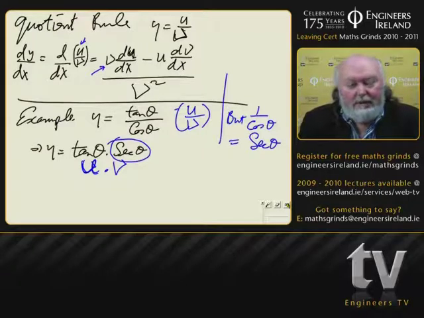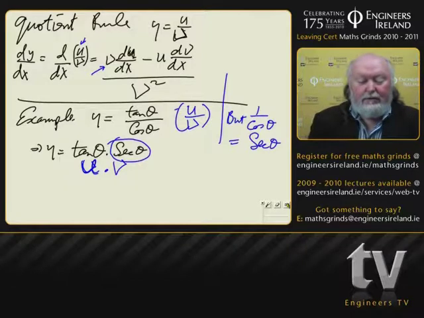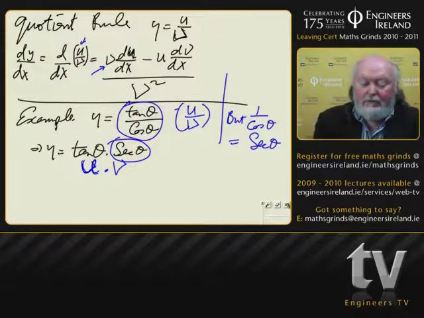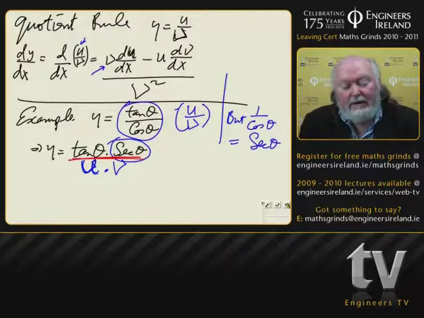In general, and the reason why I've asked you to learn those 6 off, is when you're faced with a quotient like that, you can convert it in many cases into a product and then just use the product rule.